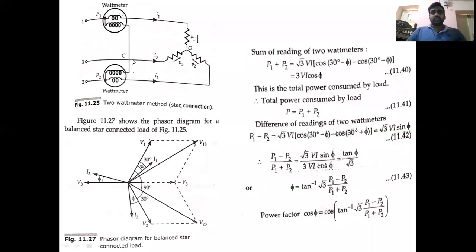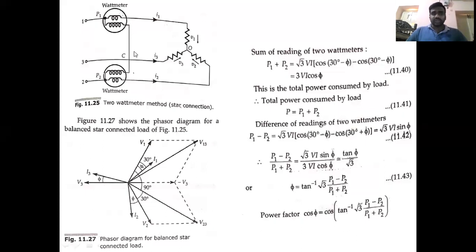Okay, so if we connect one of the common points on a particular line, what does Blondel's theorem say? If there are n number of conductors connected with respect to the load, and the common point is connected on one of the lines, what will happen? The wattmeter reading can be observed with n minus 1 wattmeters.